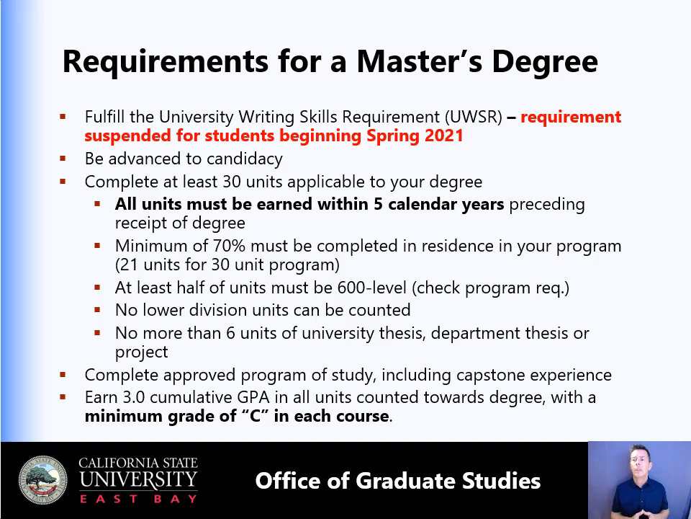All master's degrees in the Cal State system require at least 30 units. Your program may require more. Most of them are 30 units exactly, but make sure that you take a look in the catalog and see what your program requirements are, because that will also give you an idea about how long the program takes to complete.